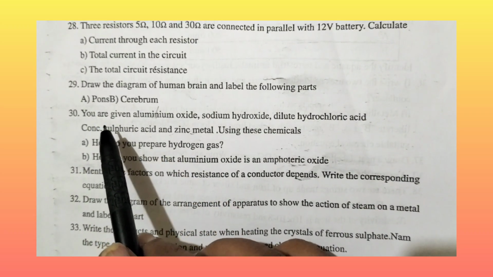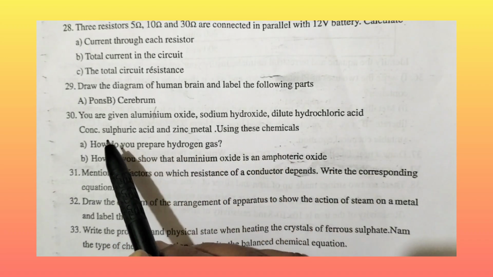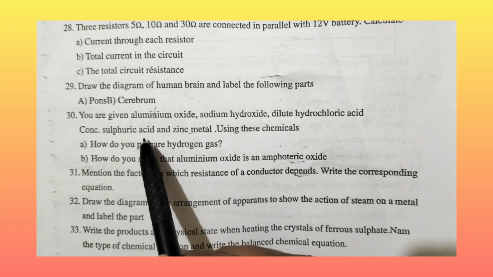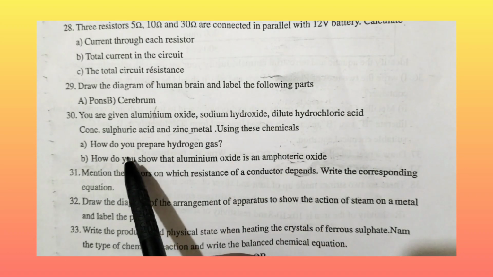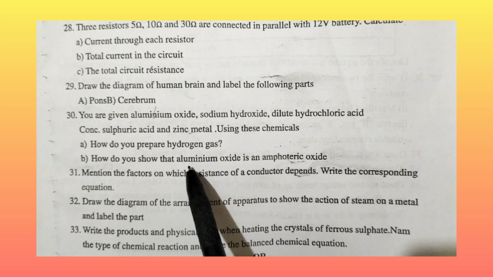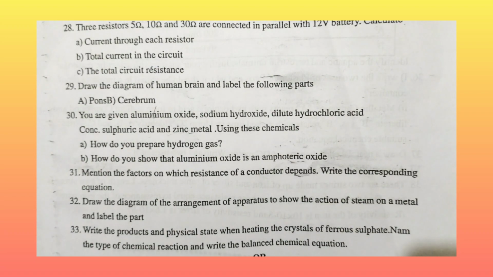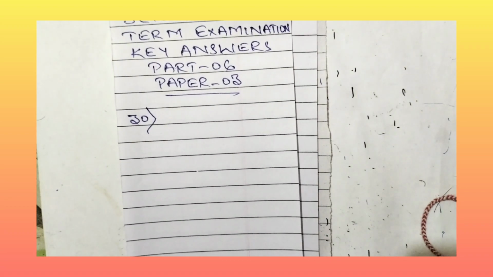The 30th question is: you are given aluminium oxide, sodium hydroxide, dilute hydrochloric acid, concentrated sulfuric acid and zinc metal. Using these chemicals, how do you prepare hydrogen gas? And how do you show that aluminium oxide is an amphoteric oxide? Let us answer both questions here. They have given aluminium oxide, sodium hydroxide, dilute sulfuric acid, concentrated sulfuric acid and dilute hydrochloric acid.